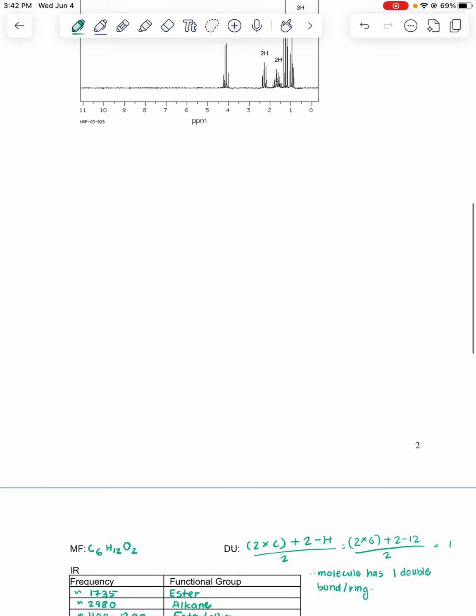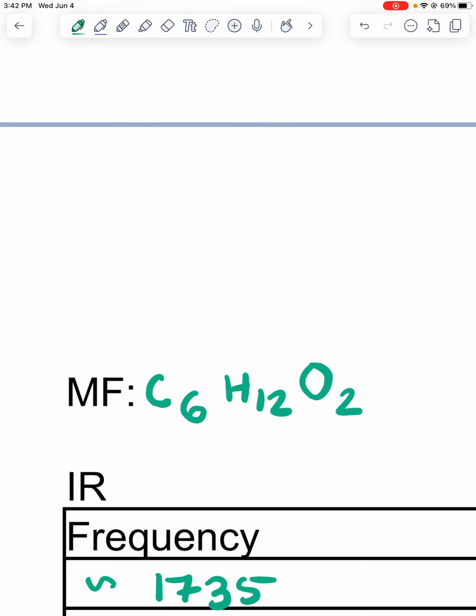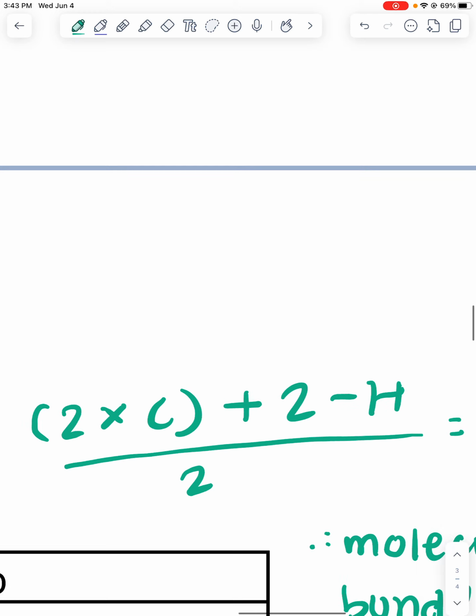So, as I told you, the molecular formula is C6H12O2, and to figure out the actual structure, the first thing I had to do was calculate the degree of unsaturation, or DU, which tells us how many double bonds, rings, or pi systems are in a molecule. This is the formula I used: 2 times the carbon plus 2 minus the number of hydrogen atoms, all divided by 2.